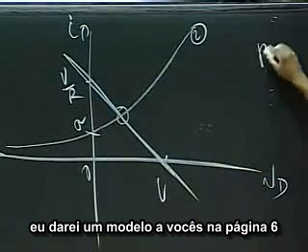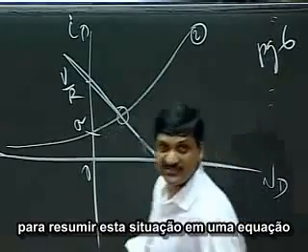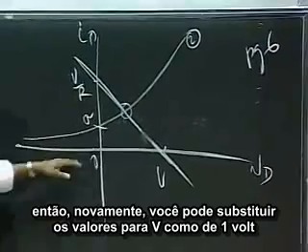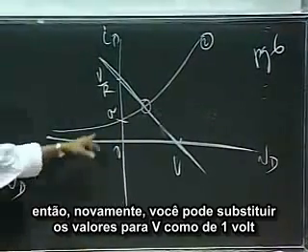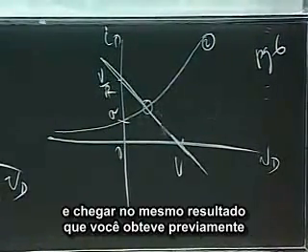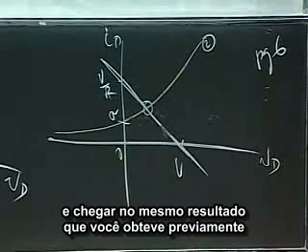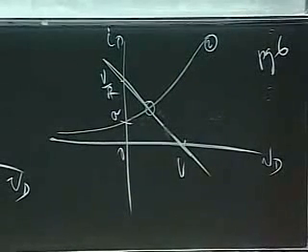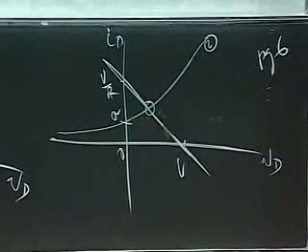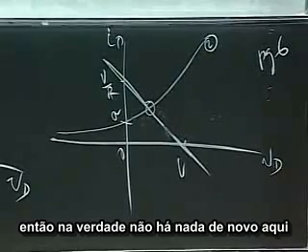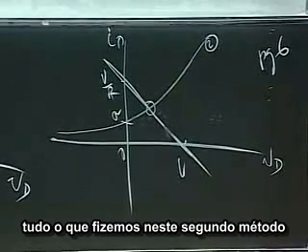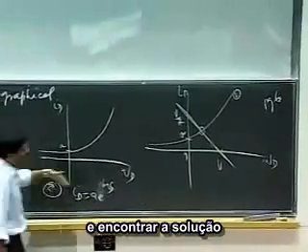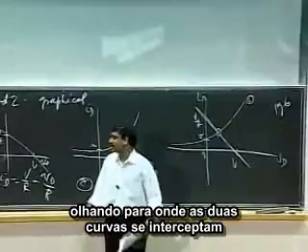Okay, so I've given you a template on page 6 to boil these two down onto one equation. So there again, you can substitute the values for V is 1 volt and R is 1 and so on and so forth, and get the same kind of result as you did previously. So there's really nothing new here. All I've done in the second method is combine the two equations graphically and found the solution by looking at where the two curves intersect.